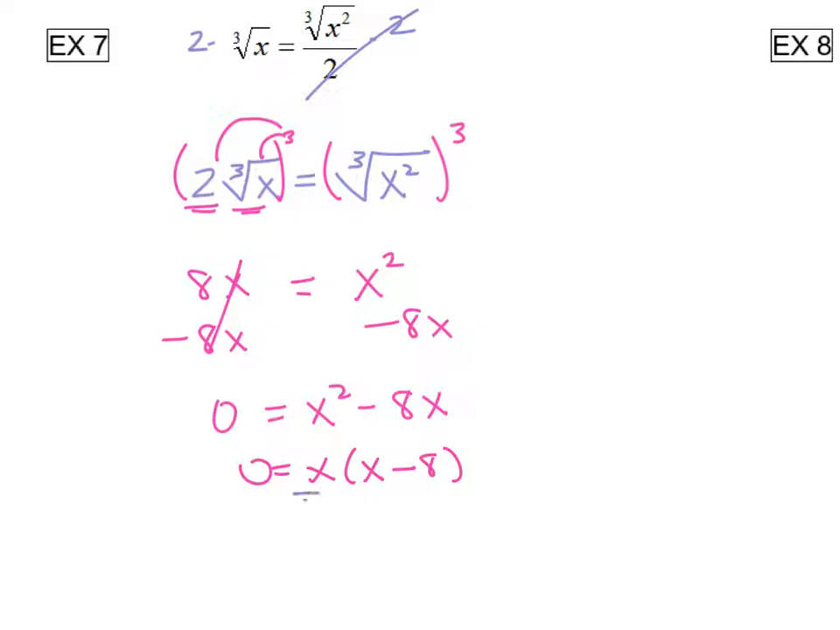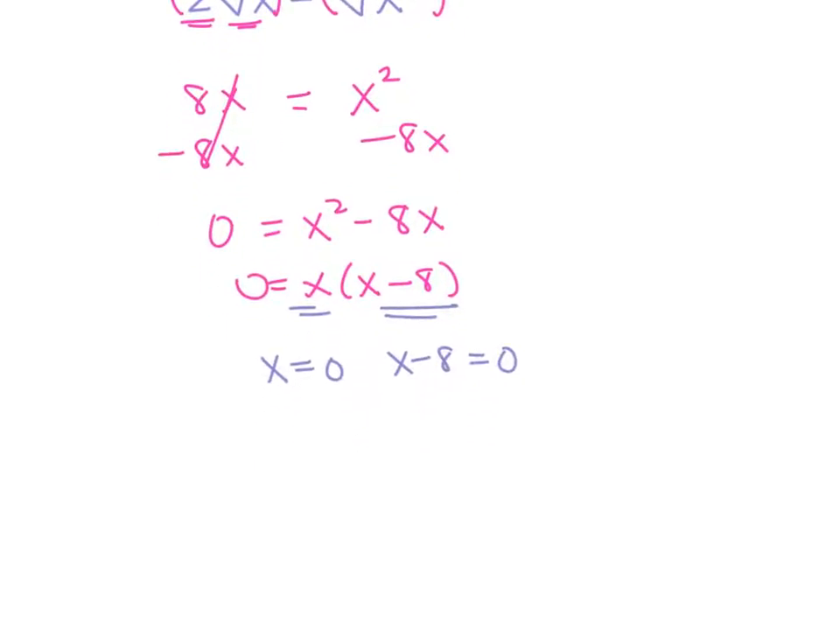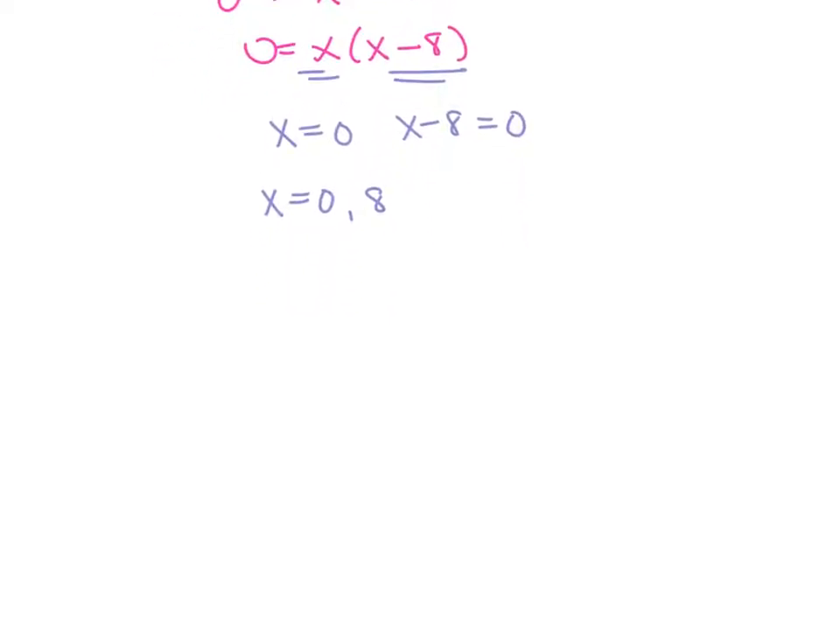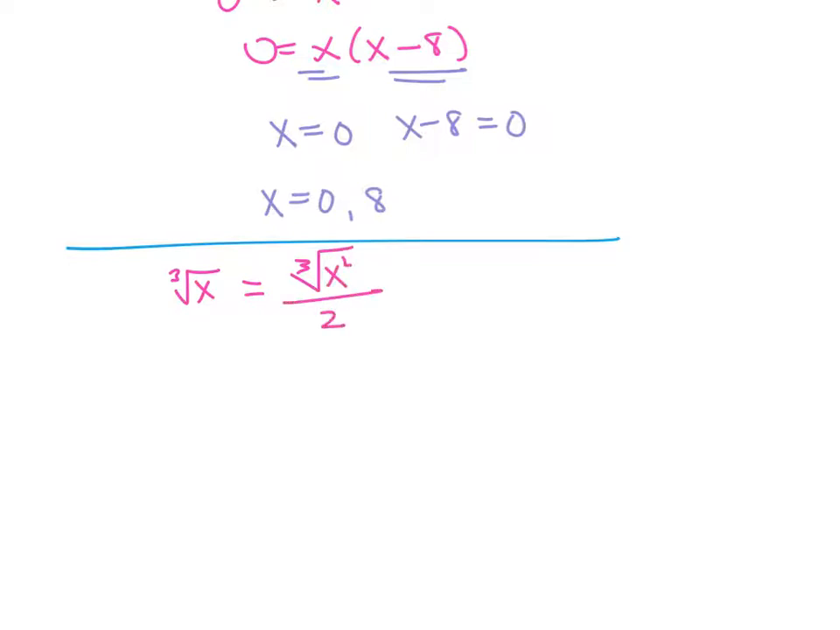Now that it's factored, you can set each factor equal to 0. So x equals 0, x minus 8 equals 0. And then we get 0 for one answer, add 8 to both sides, and you get a positive 8 for the other. So we got x equals 0 and 8, but now we need to see if x really does equal 0 and 8. So we go back to our original equation. I'll go ahead and rewrite it. We had the cube root of x equals the cube root of x squared divided by 2.